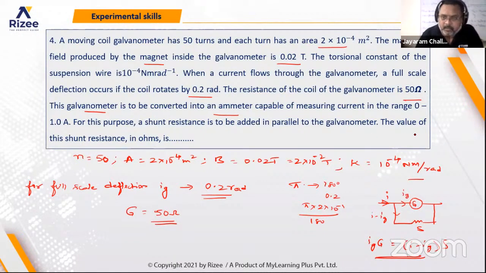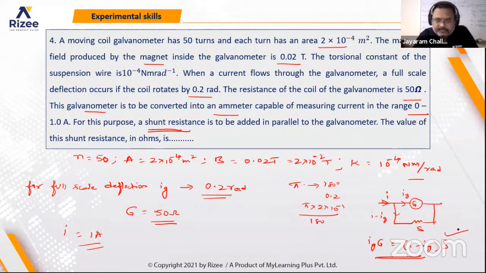Now coming back to the question. In what range do you want to find out? You need to measure up to the I value equal to 1 ampere. So he's asking how much shunt is to be added in parallel to the galvanometer. The value of the shunt he is asking now. This is what he is asking, sir.